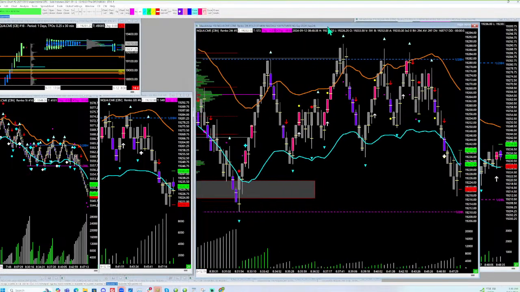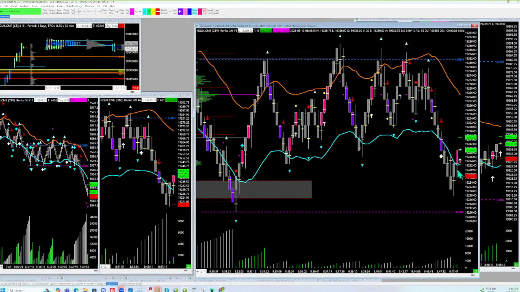There's the low. There's the single print. Did it respond? Yes, but without the algo. It gave me most of what I want. So if I took this long right here, I'd already scale off half right here, move my stop to break even, and hope that it just rips.